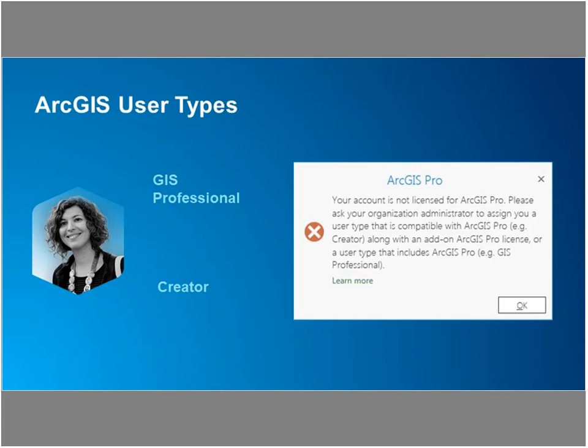An ArcGIS Pro license is automatically assigned for the ArcGIS Professional user type, but an add-on ArcGIS Pro license must be assigned for the Creator user type by the administrator. Default licensing for ArcGIS Pro is managed via your ArcGIS Online or Portal for ArcGIS account. You still can use single use and concurrent use licenses.